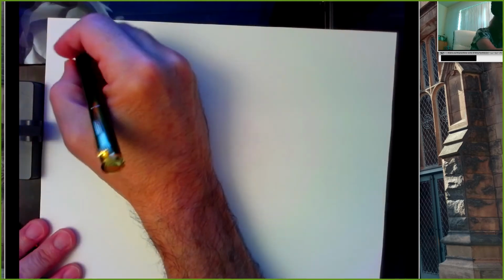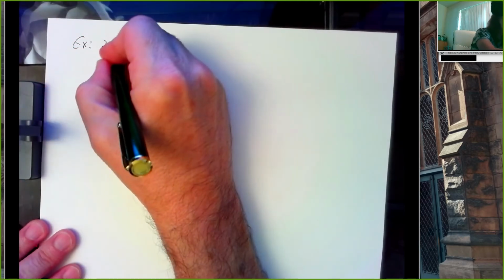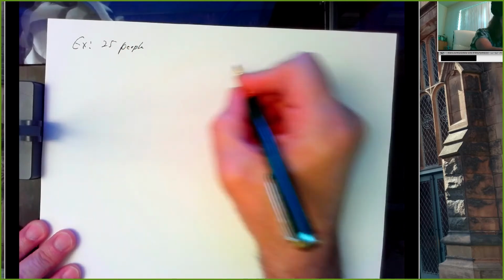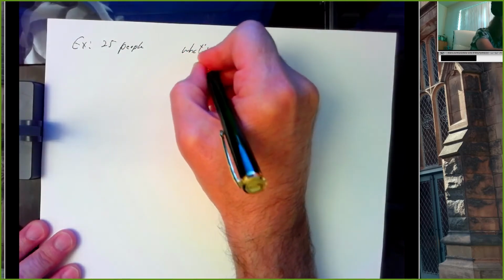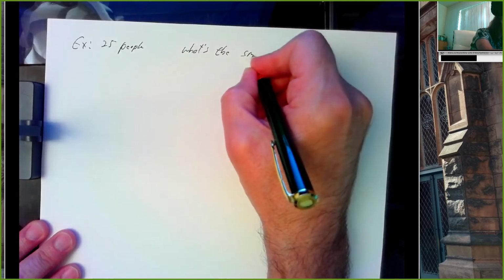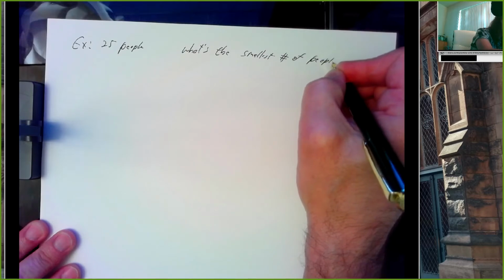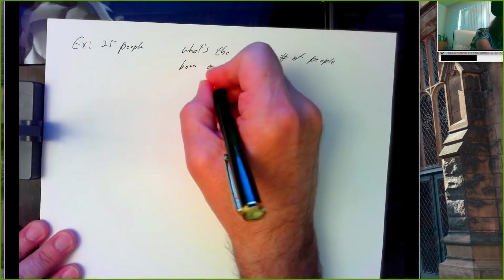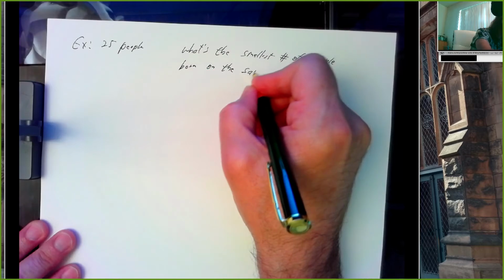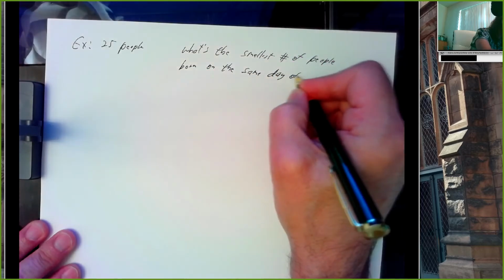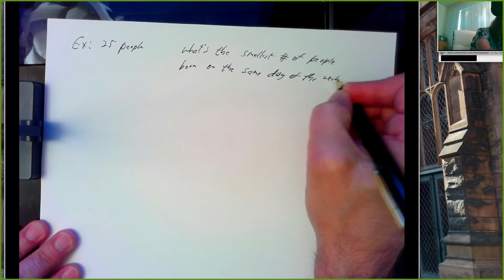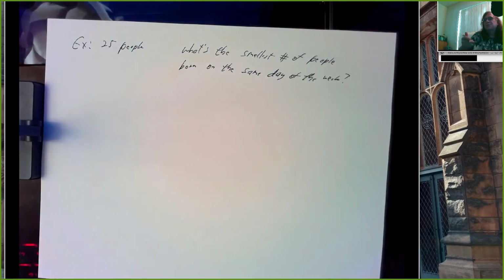Alright, so for example, let's say you're given 25 people. What's the smallest number of people born on the same day of the week? The largest number would be 25. They might all have been born on Tuesday. What's the smallest number of people born on the same day of the week?